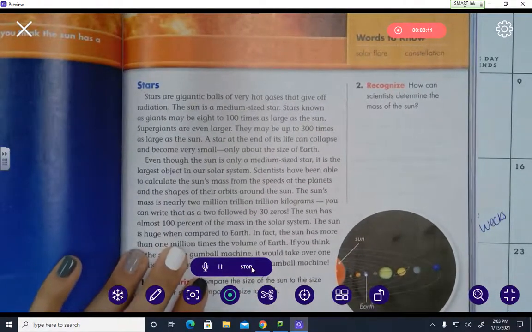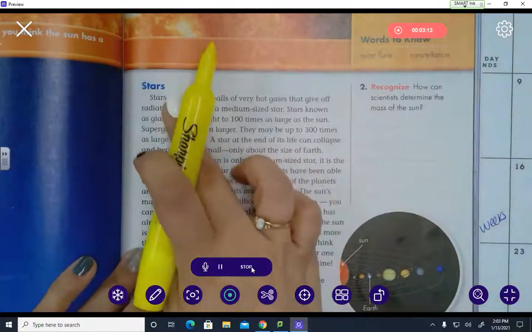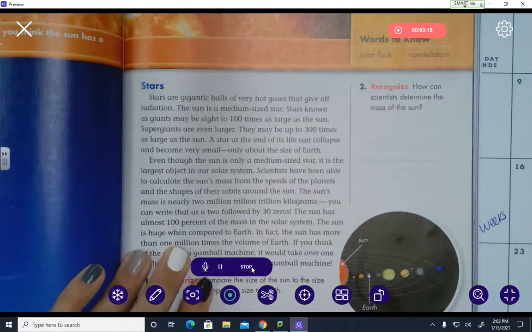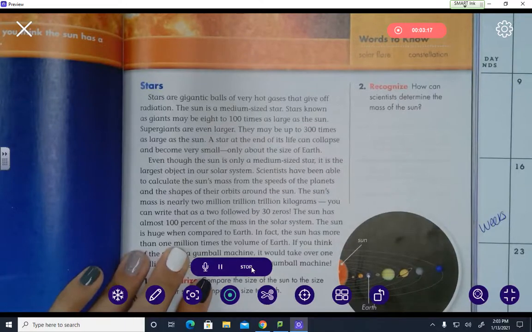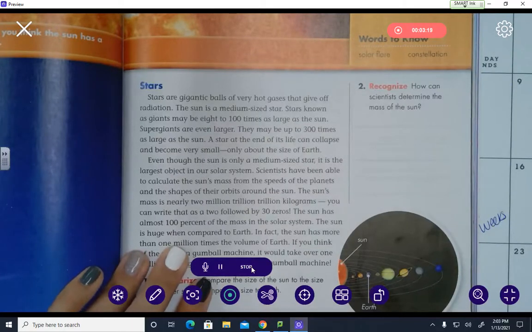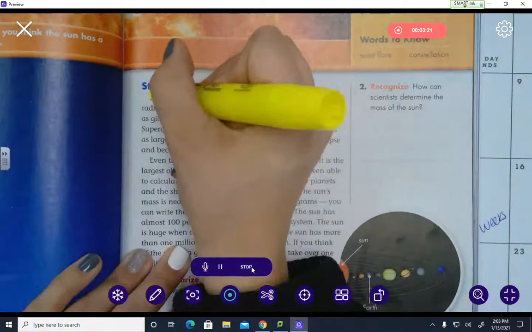So, on page 179, let's start with stars. Stars are gigantic balls of very hot gas that give off radiation. Let's highlight that.